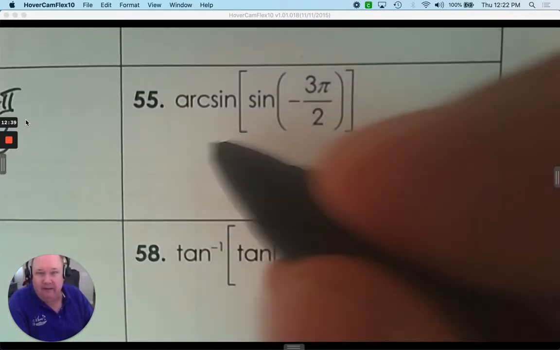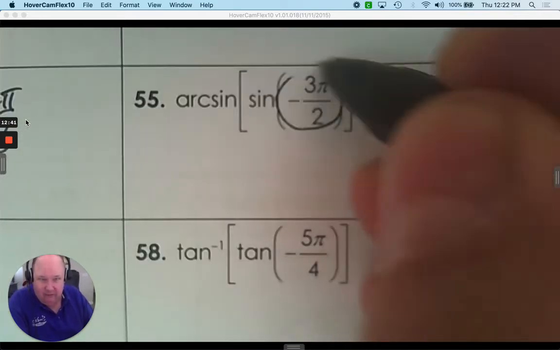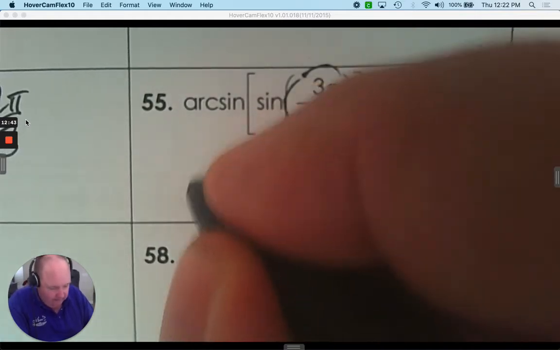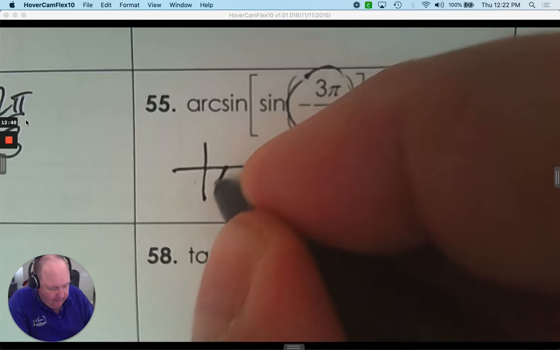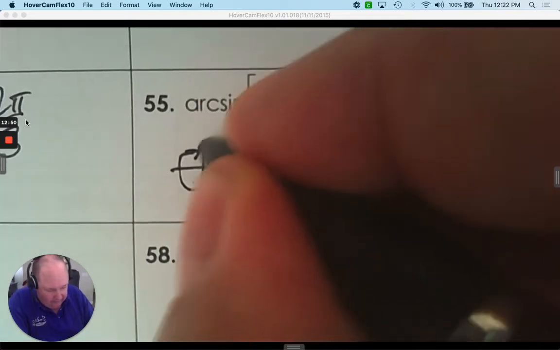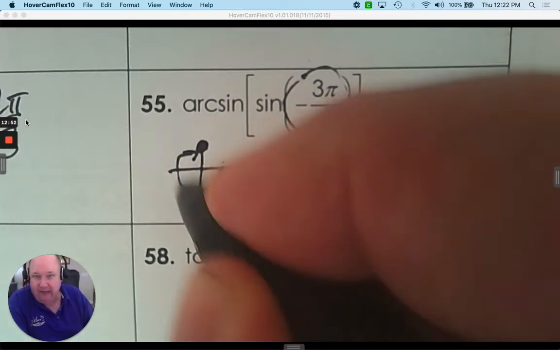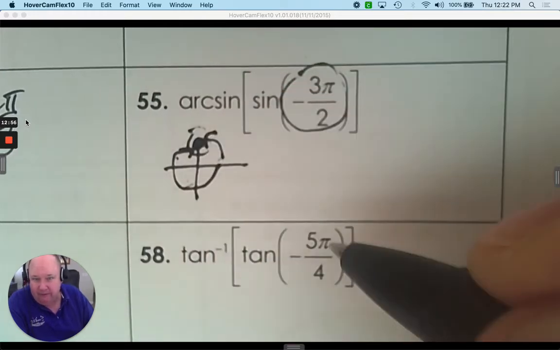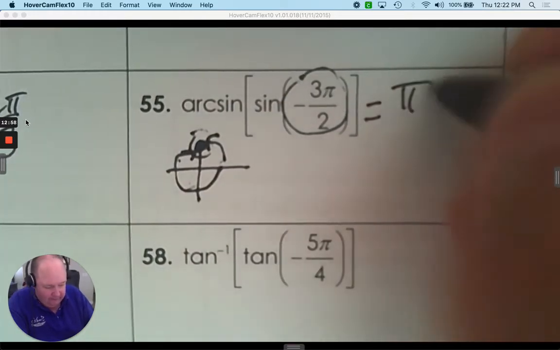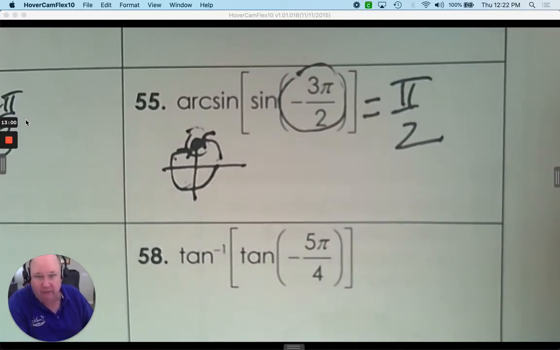For 55, they undo each other, but this is not the correct in my restriction. Negative 3 pi over 2, if I go clockwise, would end up at the top of the circle. So as a negative angle, would end up here. So coterminal, what's the positive angle that gets me to the same spot? And the answer then would be positive pi over 2.